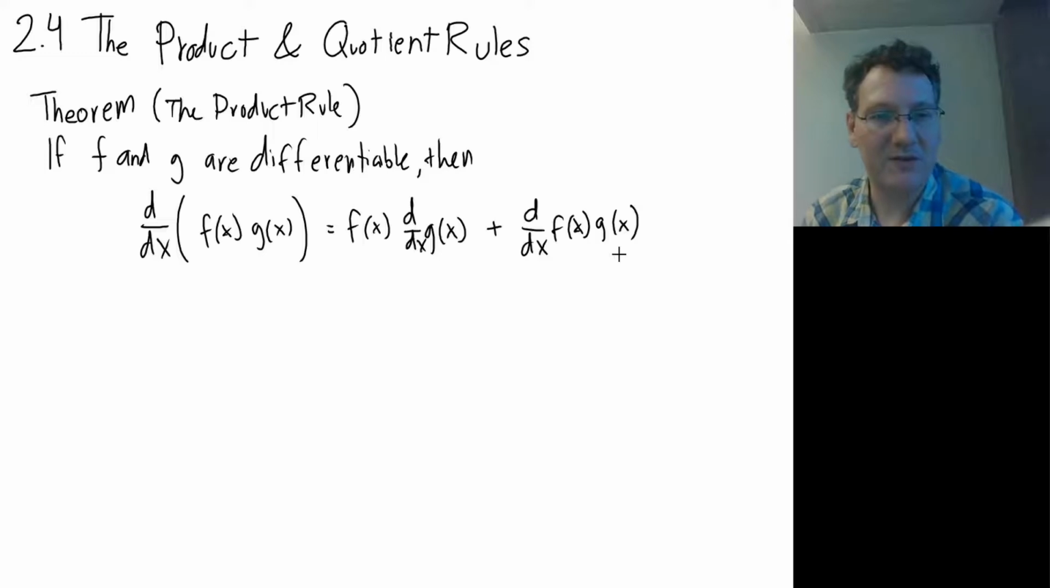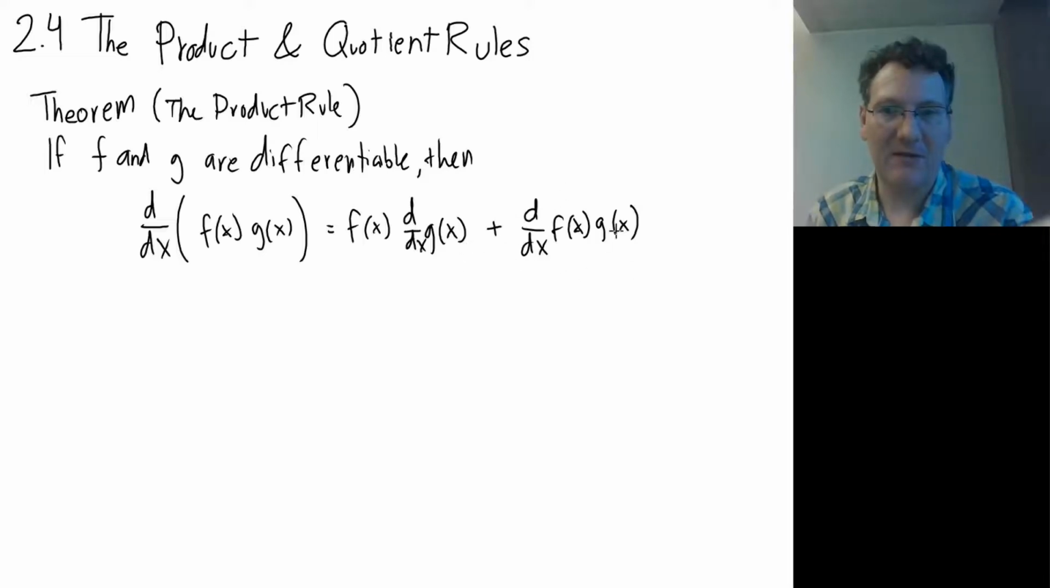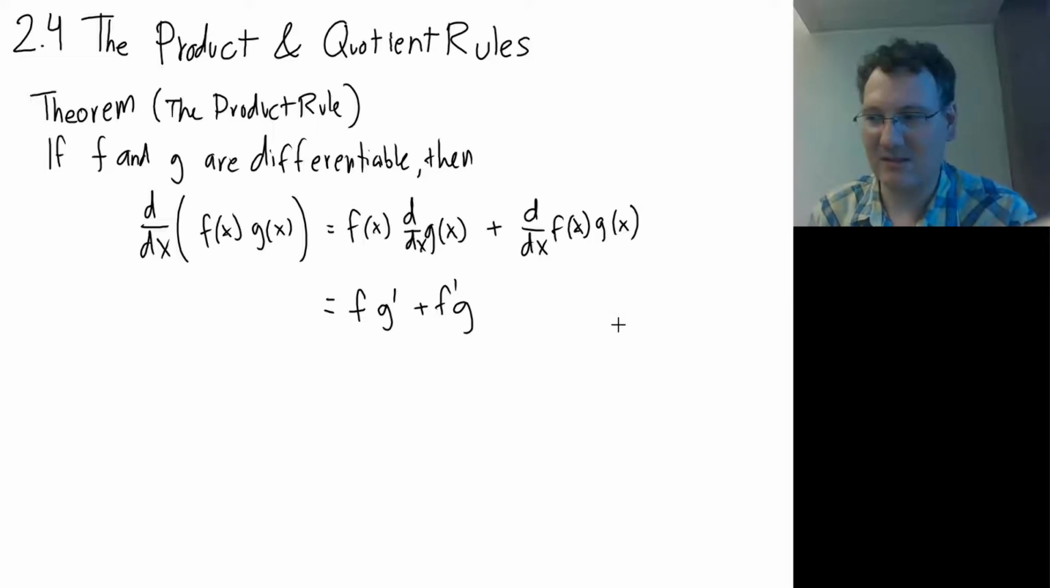If you have two functions f and g that are both differentiable, the derivative of f times g, f of x times g of x, will be f of x times d over dx of g of x, so the derivative of g, plus the derivative of f times g of x, which can be abbreviated as f g prime plus f prime g. This is a nice little abbreviation to remember.